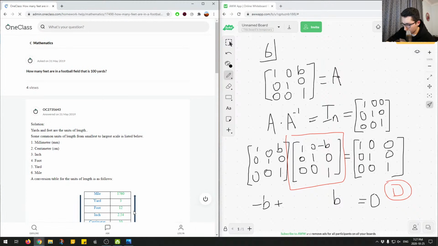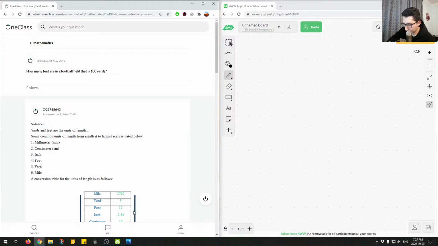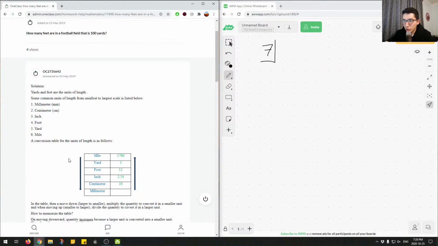Alright, let's move on to question number 7. Okay, so this question is asking us, how many feet are in a football field that is 100 yards? So here we're given the following solution by the junior tutor. Yards and feet are the units of length, so we have to use a conversion rate. Here they have yard is 3, foot is 12. How many feet are in a football field? That is 100 yards.